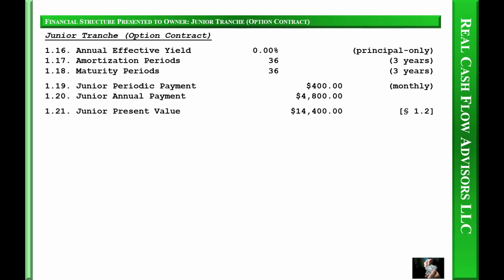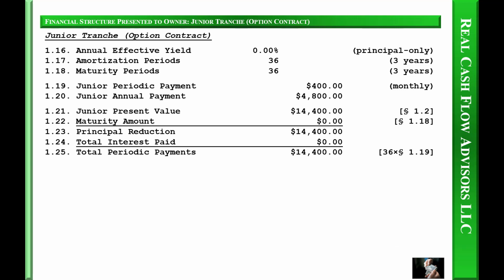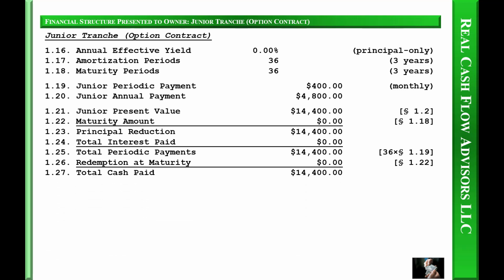Junior present value, $14,400. Maturity amount, 0. Principal reduction, $14,400. Total interest paid, 0. Total periodic payments, $14,400. 36 payments of $400 each. Redemption at maturity, 0. Total cash paid, $14,400. Financial structure presented to owner, the blended tranche.